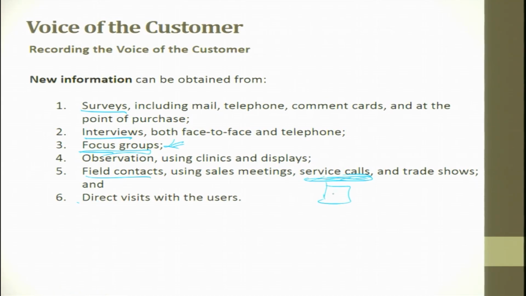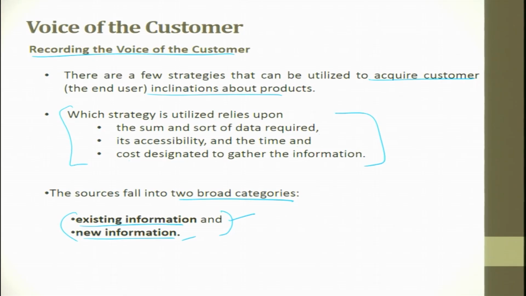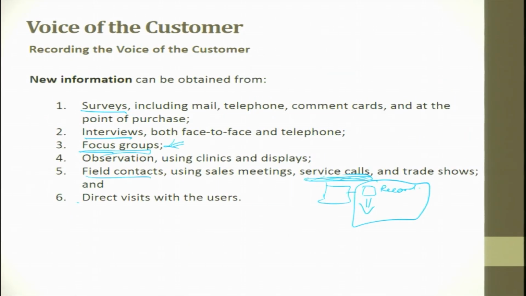Today what is happening is that these service calls, whatever you get, are getting recorded, and then the companies try to sell this recorded information to others because they make money out of it. The other company who wants to make a product looks for these records. So that is what service calls are, and direct visit to the user is the other thing. These are the ways you generate new information, these are the ways you generate existing information, and all these things are used in developing a product.